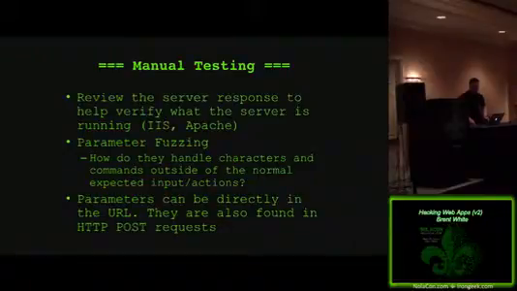So one of the things to look at when you're starting to pick the application apart through the proxy is to view the server responses. So whenever you send something, look back at what's coming back. Is it running IIS? Is it running Apache? Does it tell you what version is installed? A lot of times it will. If it's an older version, you can use searchsploit and see what vulnerabilities are out there. So then you can start going after those vulnerabilities.